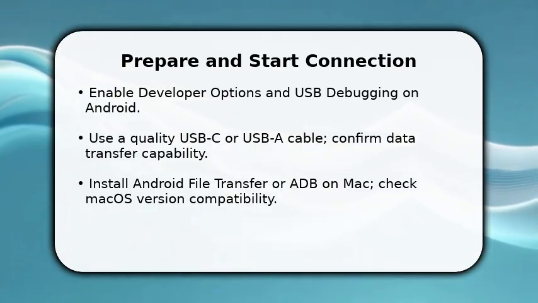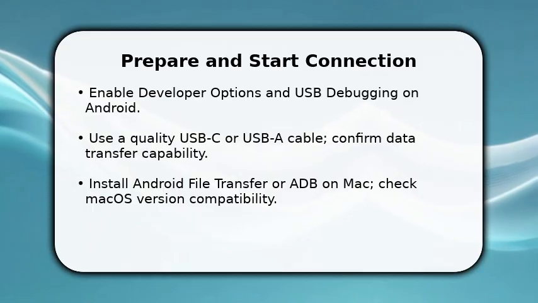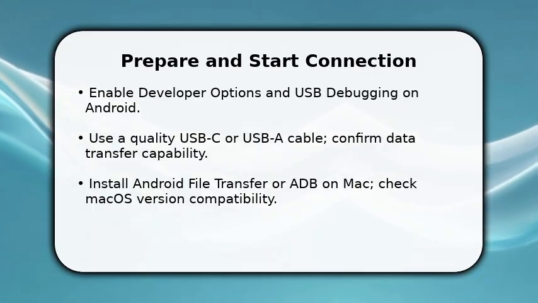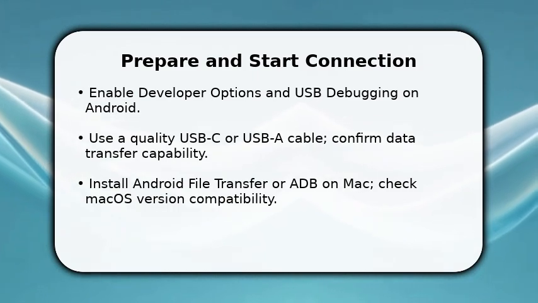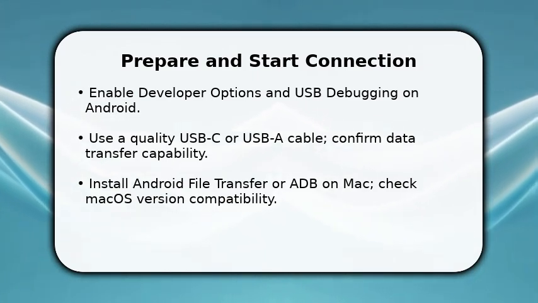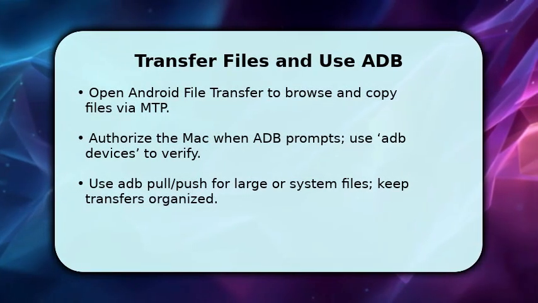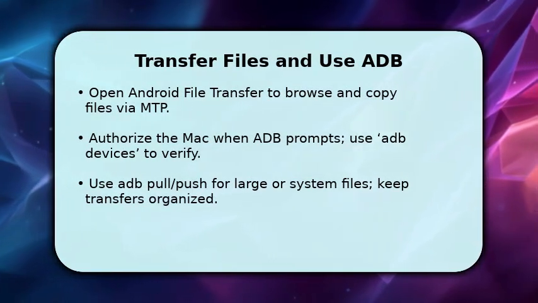On the Mac, install Android File Transfer for MTP or set up ADB if you plan to run commands. Once done, unlock the phone and change the USB mode to File Transfer so the system recognizes storage. With basics in place, focus on the middle steps that actually move data.